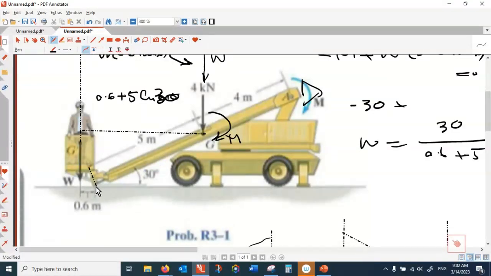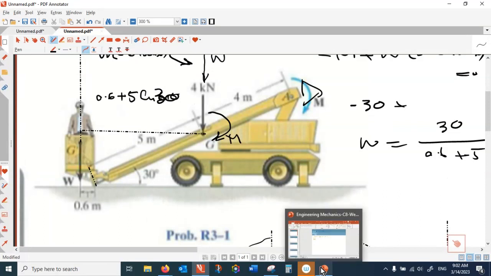0.6 is an offset. It's at the end of the beam, you have a little offset. From here to here is 0.6. It's not directly connected at the end of the boom. It is just projecting a little bit to the left, 0.6 in horizontal direction.